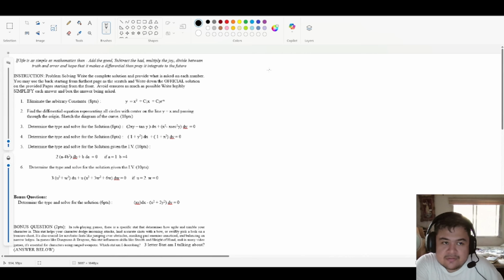So let's start. When it comes to the midterm, our first topic is elimination of arbitrary constant. This is the first solving topic we did in the second week of our semester.